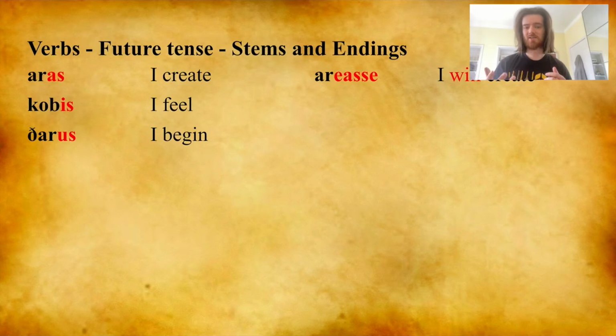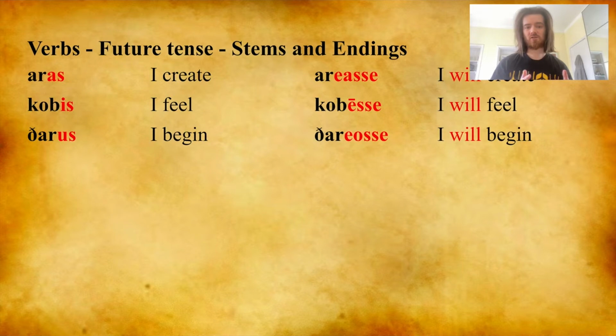Let's use our three original paradigm verbs from the A subclass. Aras, I create. Kobis, I feel. Varos, I begin. In order to make the future tense, we remove the S and the vowel before, and we add, for the first conjugation, easse, for the second conjugation, esse, and for the third conjugation, eosse. So we have aras, I create, areasse, I will create, kobis, I feel, kobese, I will feel, varos, I begin, vareosse, I will begin. Now let's move on to the B subclass.